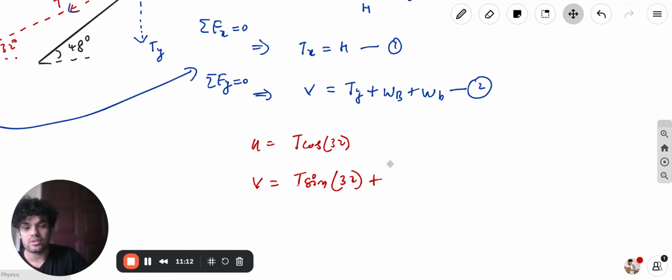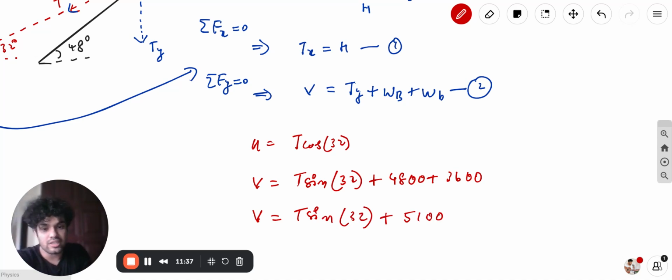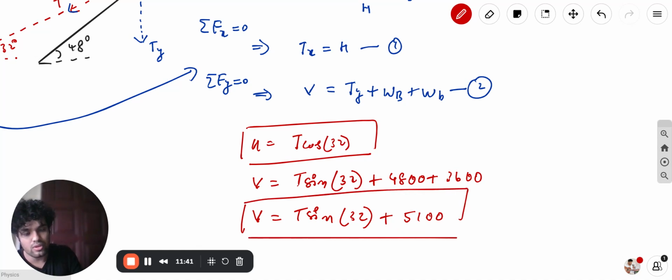So that will be 4,800 plus 3,600. Here I'm going to write 4,800 plus 3,600. So how much will that be? That is 5,100, right? So you have vertical force is equal to T sine 32 plus 5,100. There you go. So this is our first equation. This is our second equation. These are the equations that we got while solving for the translational equilibrium.